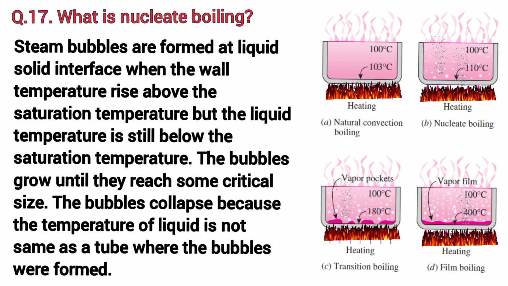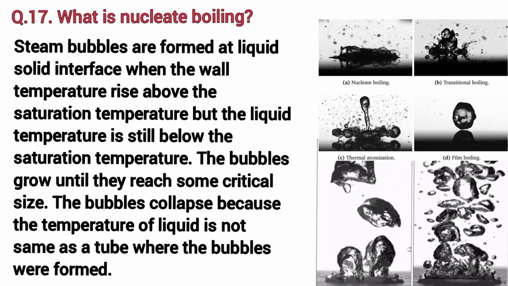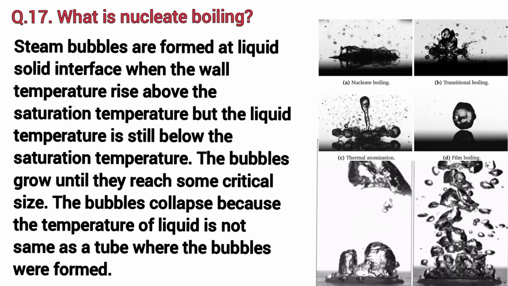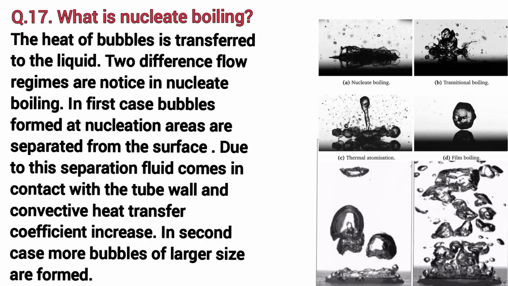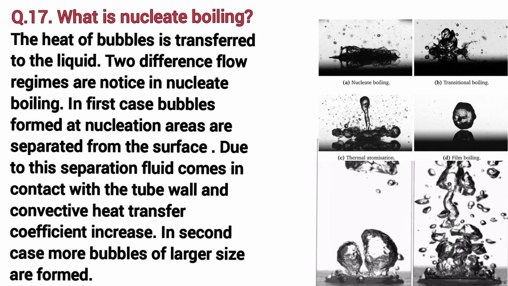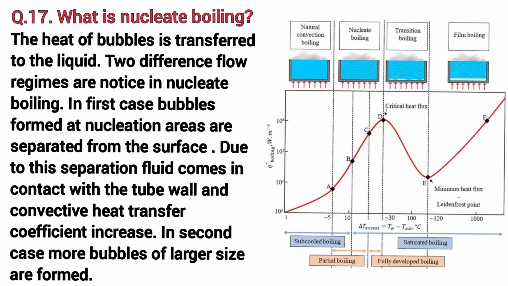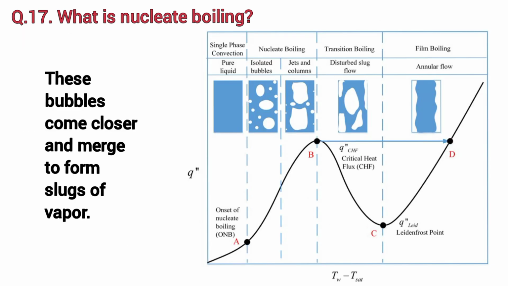The bubbles grow until they reach some critical size. The bubbles collapse because the temperature of liquid is not same as a tube where the bubbles were formed. The heat of bubbles is transferred to the liquid. Two different flow regimes are noticed in nucleate boiling. In first case, bubbles formed at nucleation areas are separated from the surface. Due to this separation, fluid comes in contact with the tube wall and convective heat transfer coefficient increases. In second case, more bubbles of larger size are formed. These bubbles come closer and merge to form slugs of vapor.